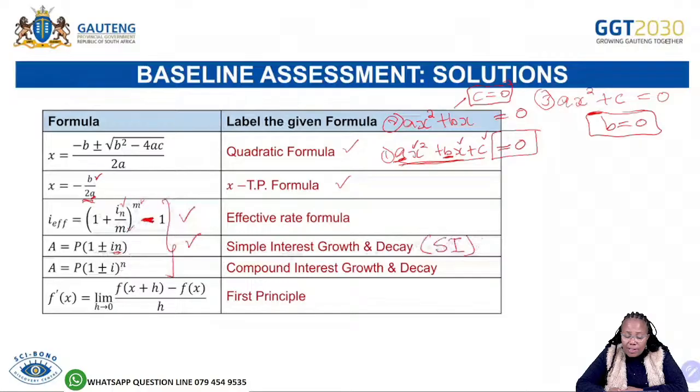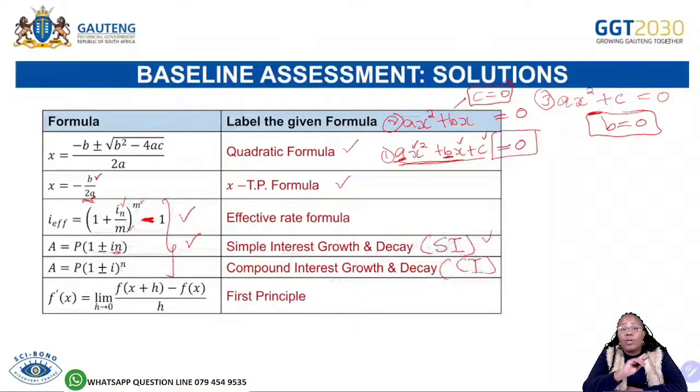We use this in hire purchasing. When you buy furniture at the house, they are using this calculation to calculate the interest. And then we have the compound interest. We are using the symbol CI for the compound interest. It can be interest growth or a decay.